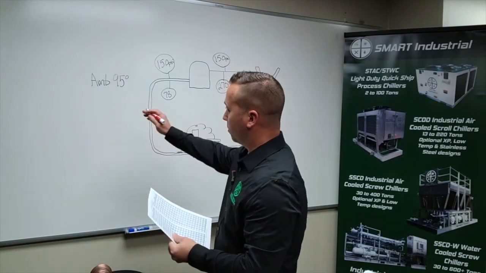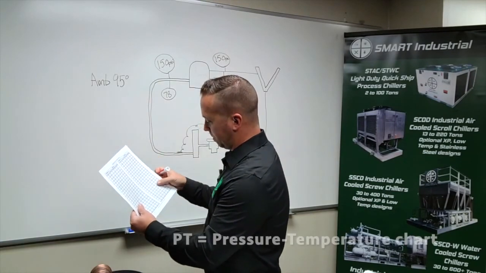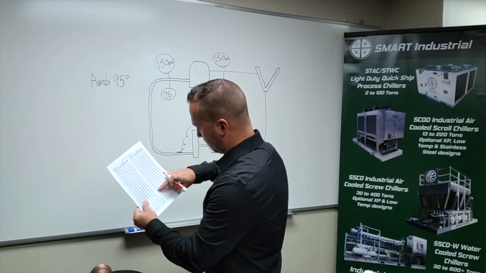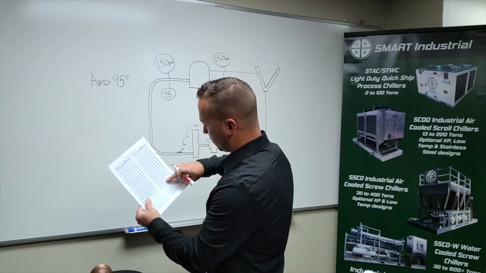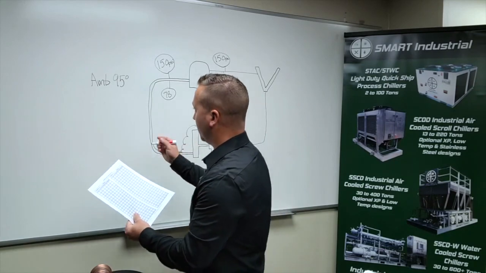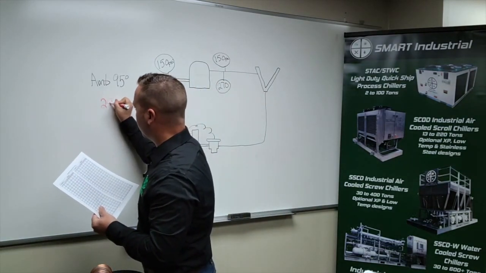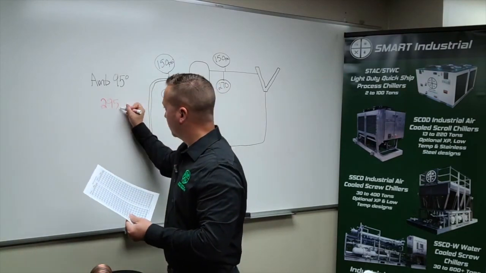At an ambient or outside temperature of 95 degrees, we use a PT chart to find 95 degrees Fahrenheit, which matches with 410A on the chart at 295. Now what is that 295?